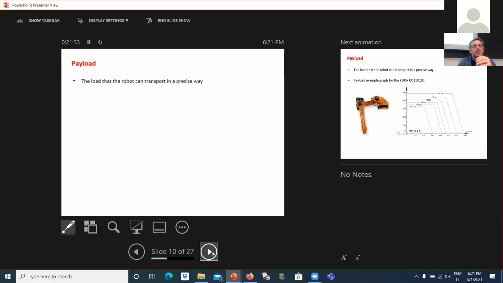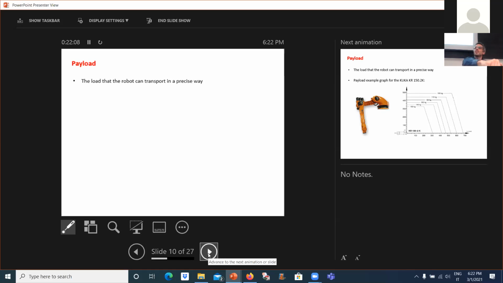The payload concept is how much load the robot can transport in a precise way, depending on the configuration. So if my robotic arm is completely extended, do you think the payload is increasing or decreasing? Increasing. Who's saying increasing? And decreasing?